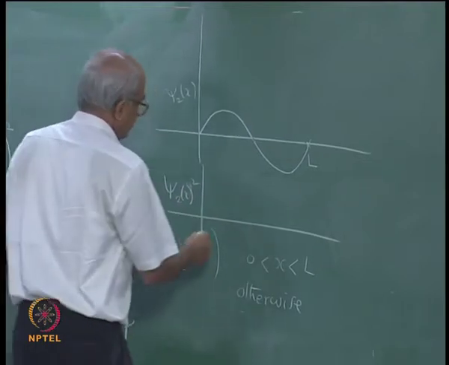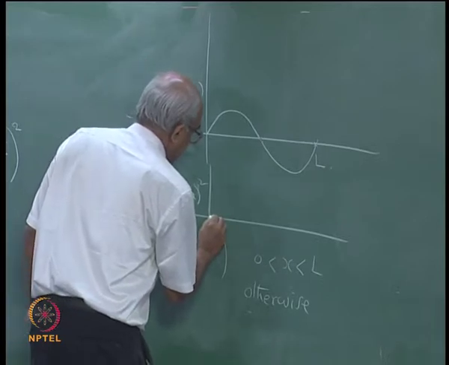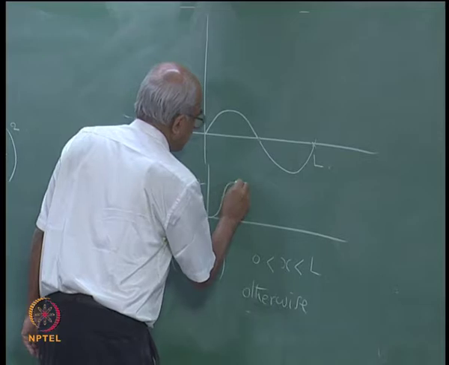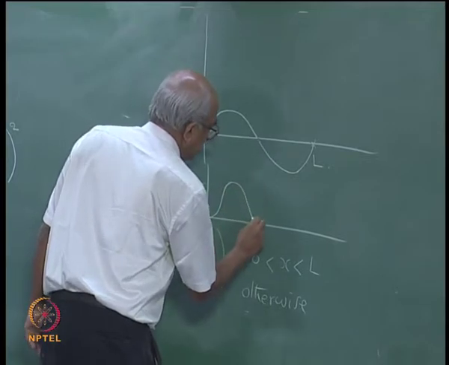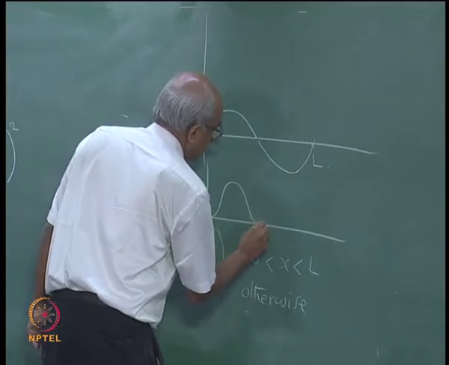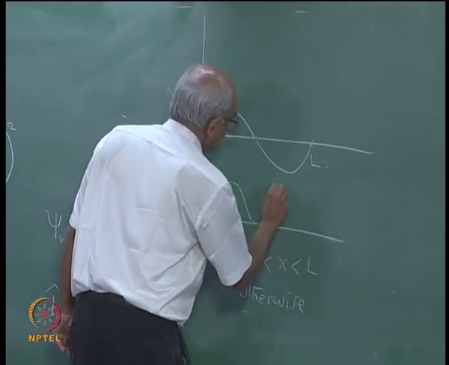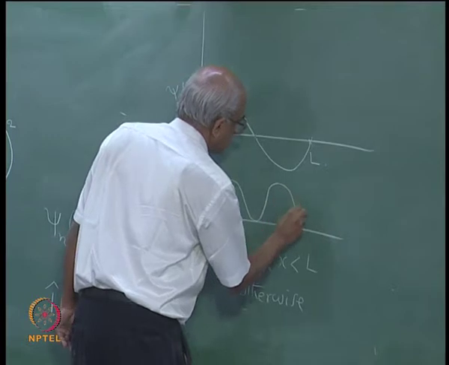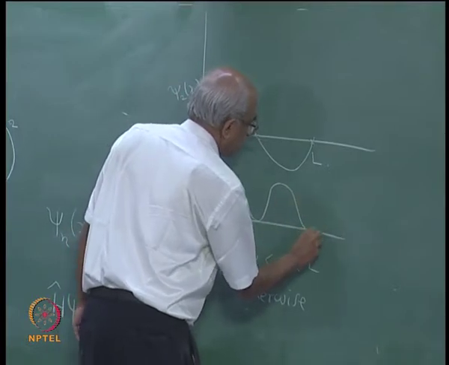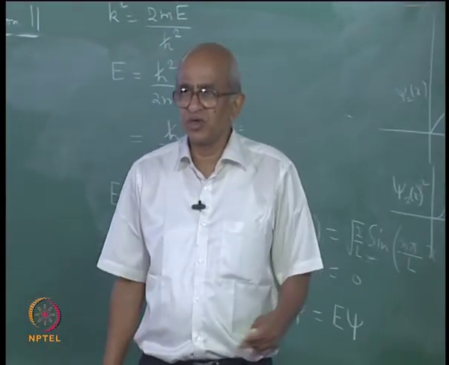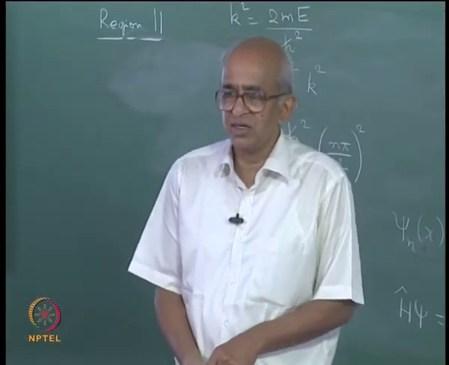How would it look like? Well, the answer is it will start from 0, then it will reach a maximum value, then become 0 at x is equal to L by 2, then again increase and again becomes 0 at x is equal to L. This is the plot of psi 2 square, which is the probability density.